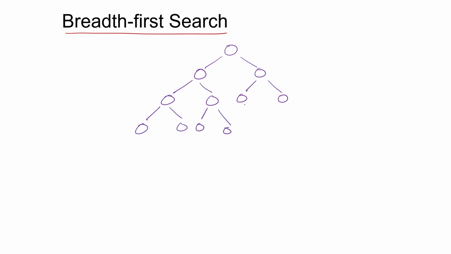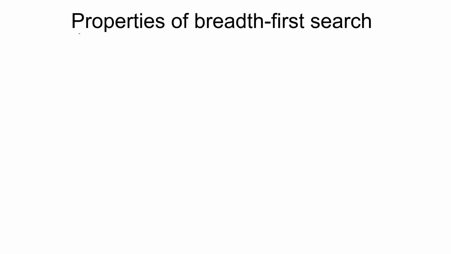So, the idea is that you have a node, you expand it, and then you expand these levels, okay. And then after that you will expand like this, right, like this. Okay. At each level you expand breadthwise. Okay. So, let us talk about some of the important properties of the breadth first search.